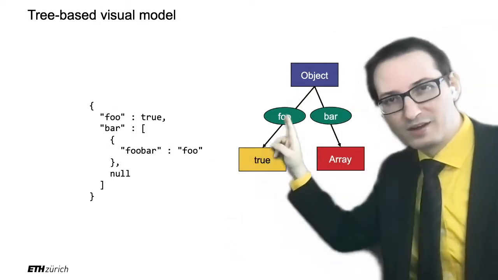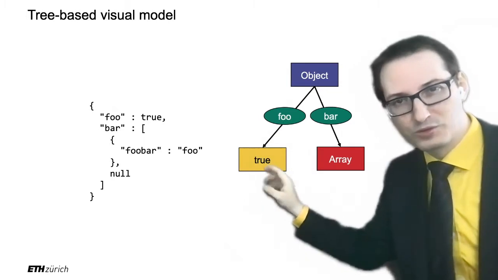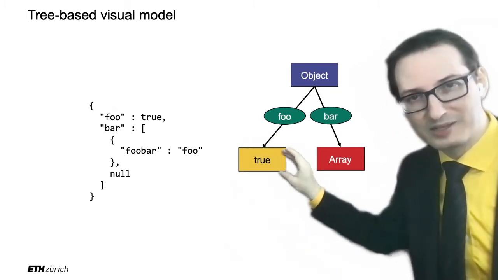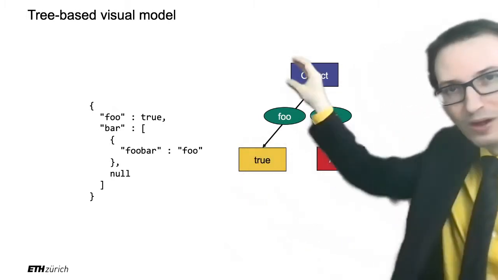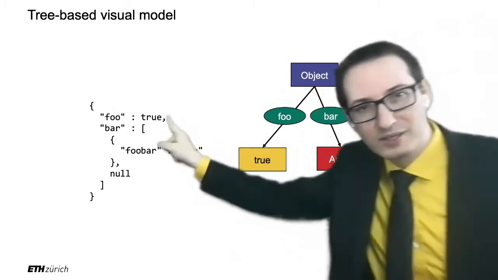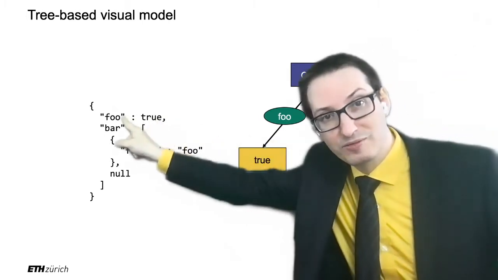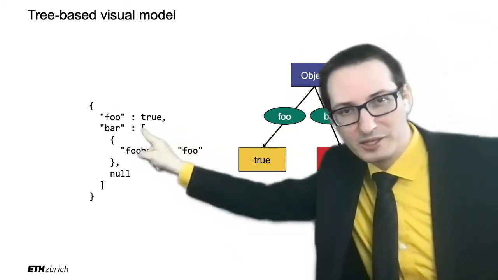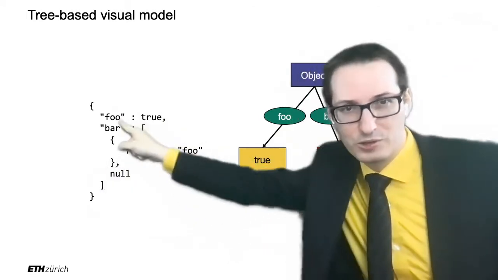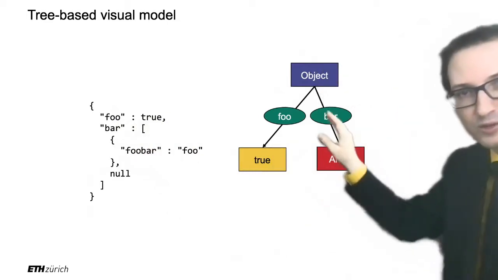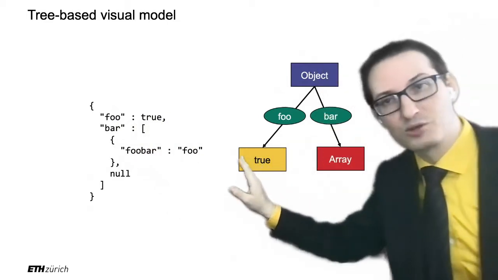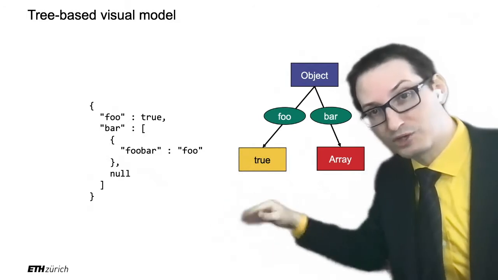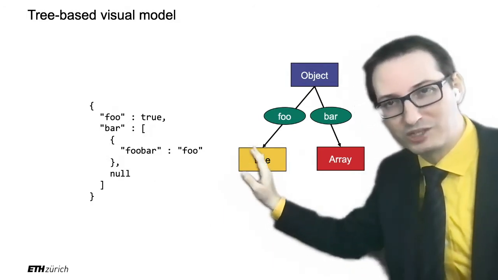Foo points to true. So these are my nodes as rectangles, right? These are my values. So the value true, the value object. True in here is associated with the key foo to the object. And here we have an array. You see the array here, square brackets, is associated with bar. So I have an array associated with bar. Okay, true, that's a leaf. It's an atomic value. There are no more children there, right? True, we reach the end here.